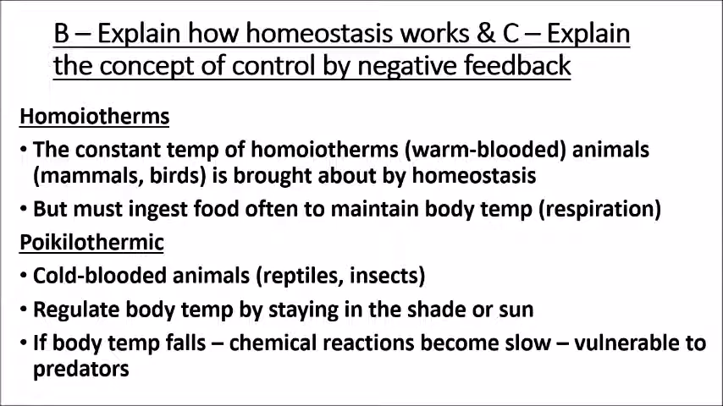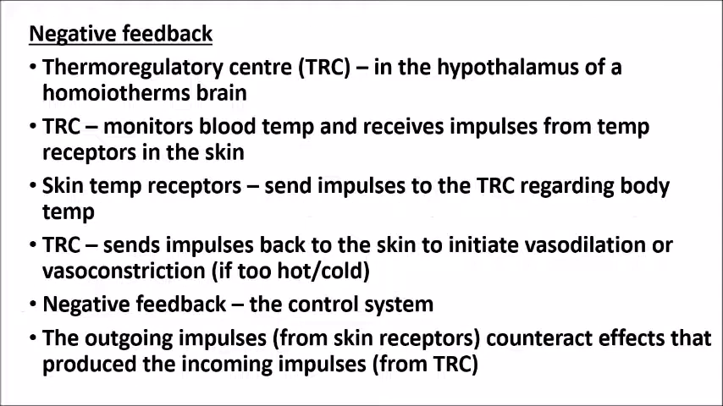Cold-blooded animals, however, regulate their body temperature by staying in either the shade or sun, as reptiles would. The only problem with that is if body temperature falls due to cold environments, chemical reactions like respiration can become very slow or at a low rate, and therefore the energy produced is low, and if a predator does come along, then they're going to struggle to get away.